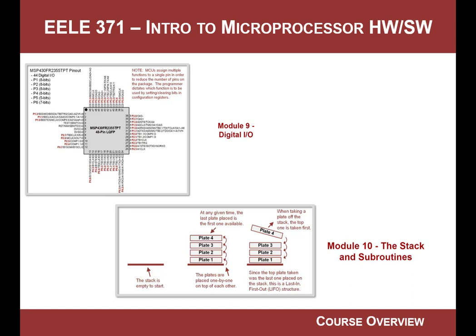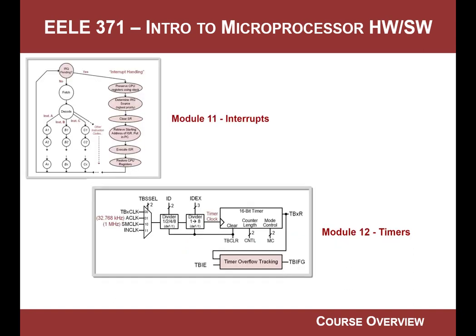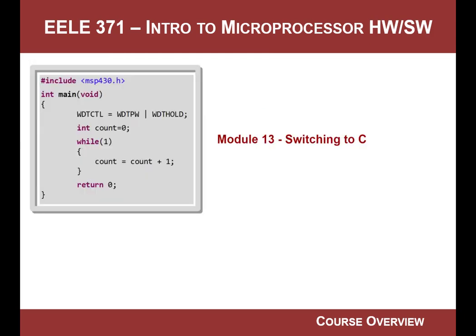Then module 10 is where we start getting into a little more detail of the operation of a computer by looking at the stack and subroutines. And then 11 is where we look at interrupts, which is a hardware approach to handling asynchronous peripherals. Then we look at a specific peripheral called a timer, which can keep track of time independent from the CPU. And those are useful.